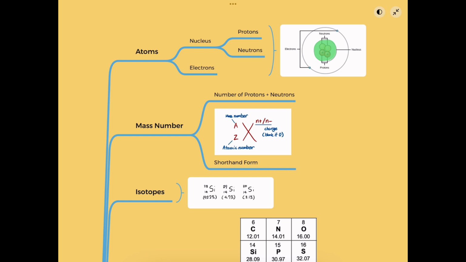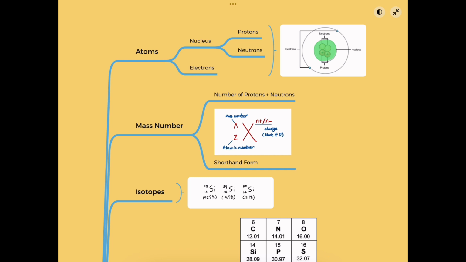The shorthand form looks like this, like the picture over here, with the mass number and atomic number on the left, and if there is any charge, meaning it's an ion, it's written on the top right corner. There are cases where the mass number and atomic number are switched. If that happens, the bigger one is the mass number, since the number of neutrons are added to the number of protons, which is the atomic number.